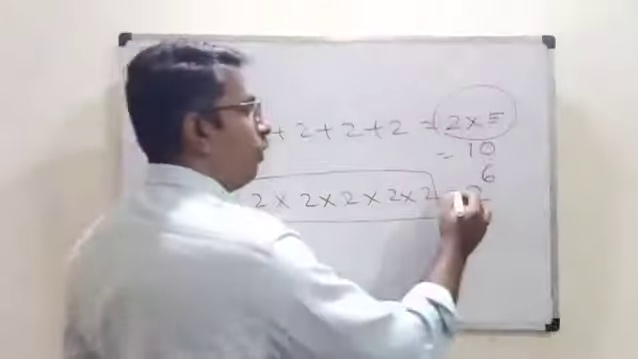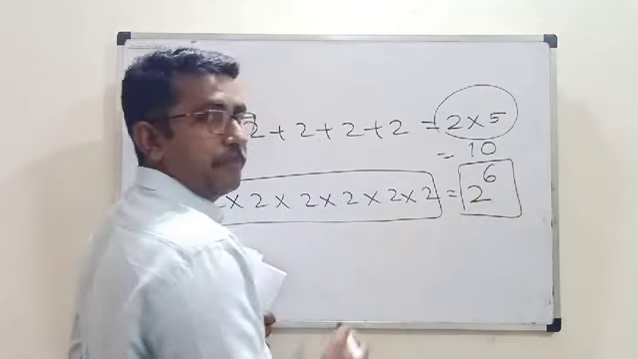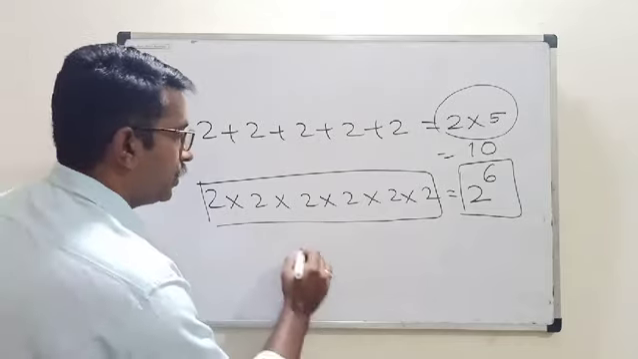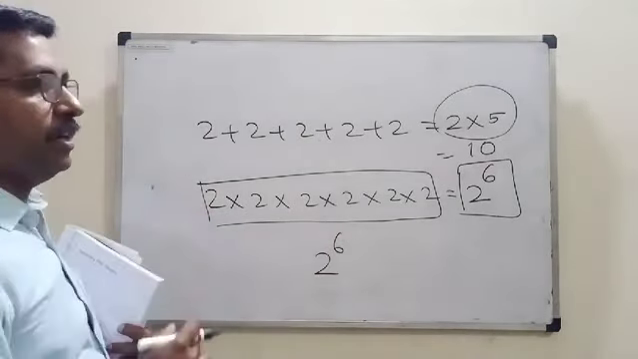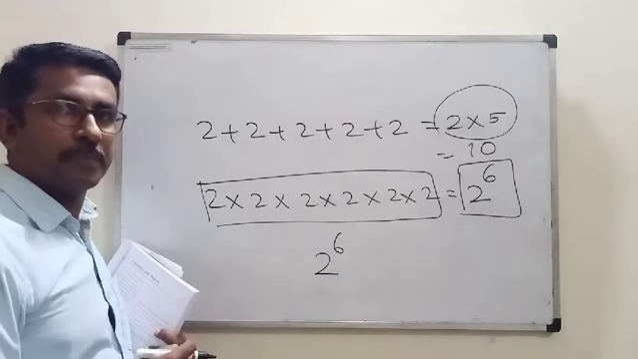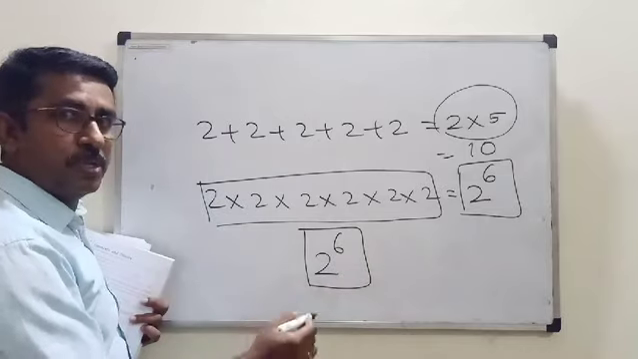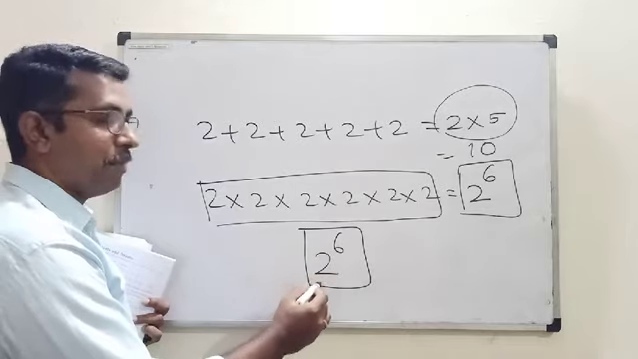How do you read this? 2 to the power 6. Or it can be 2 raised to the power 6. That is why the definition says: exponents are mathematical notations that are used to express how many times a number is multiplied by itself.